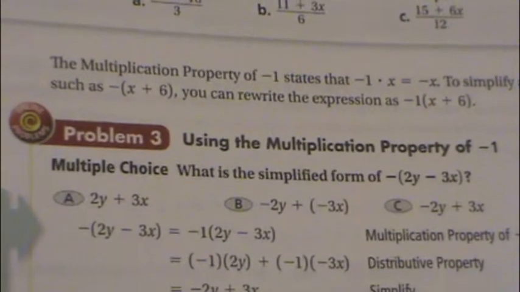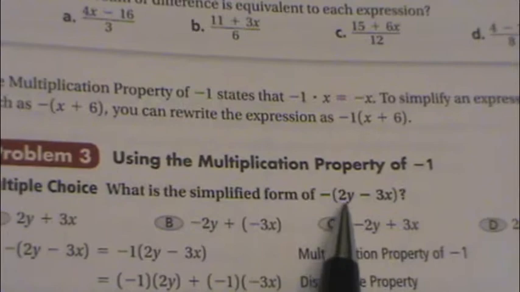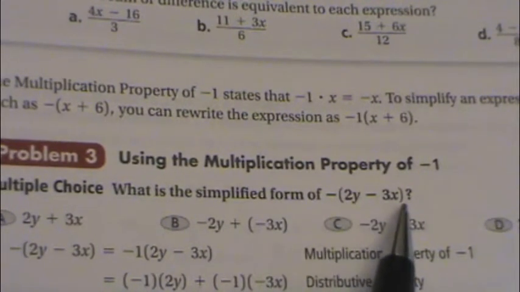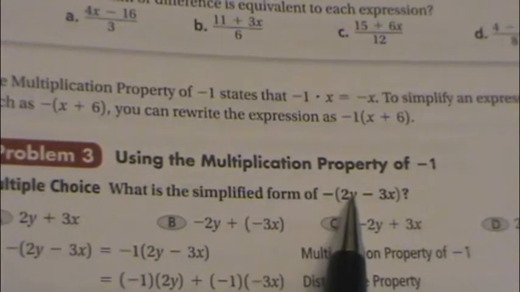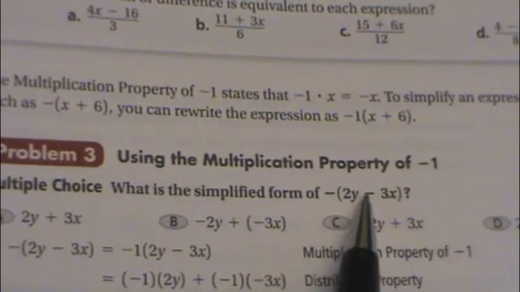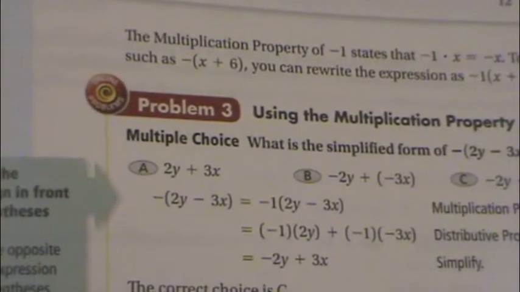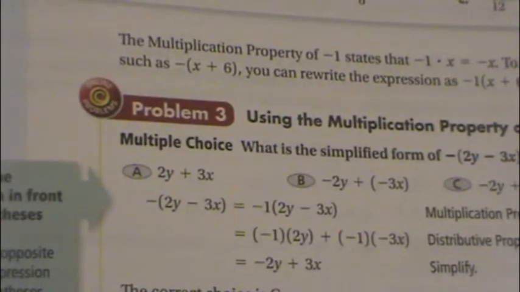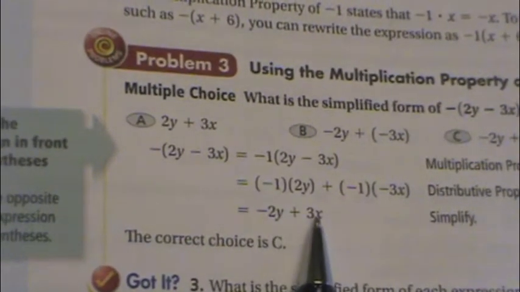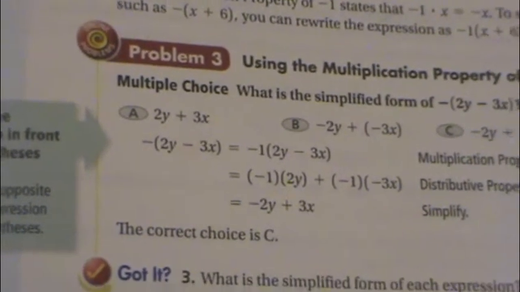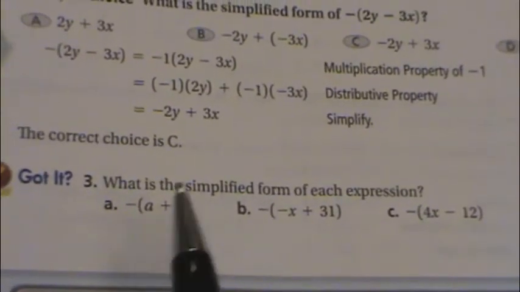Well, what is the simplified form of the opposite of the quantity 2y - 3x? Take the opposite of each term. So this is a 2y, make it a -2y. That's -3x, make it a +3x. It's just not that complicated. There's your answer right there: -2y + 3x. Don't even bother to write Got It number 3 in your book. Just work through it with me.